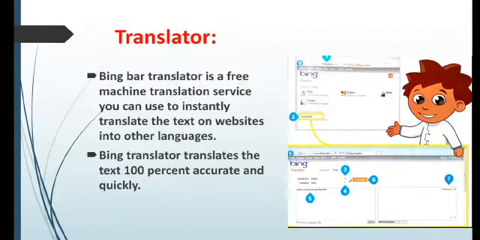The next is the translator. The translator is a free machine translation service you can use to instantly translate the text on websites into other languages. You can choose languages. In your diagram you can see, in number 3 and number 4, English to Arabic. You can choose your translated languages according to your choice. The translator translates text quickly and accurately.